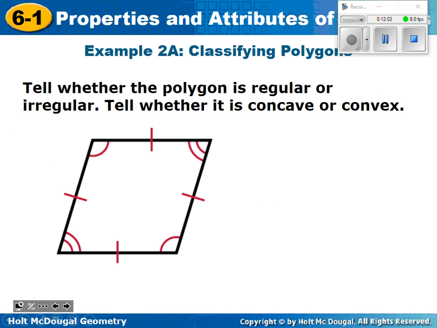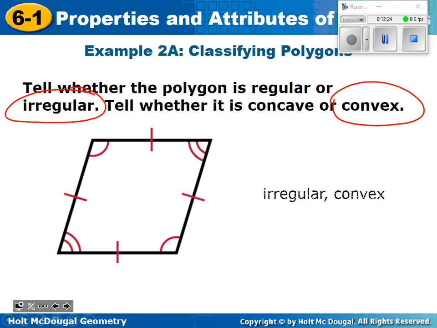So there's going to be several examples in your notes where they ask you to decide, is it regular or irregular, concave or convex? So what is this, regular or irregular? Irregular. It's equilateral, but it is not equiangular. So it's irregular. Is it concave or convex? Convex. Okay, it is not caving in. All diagonals would be inside.